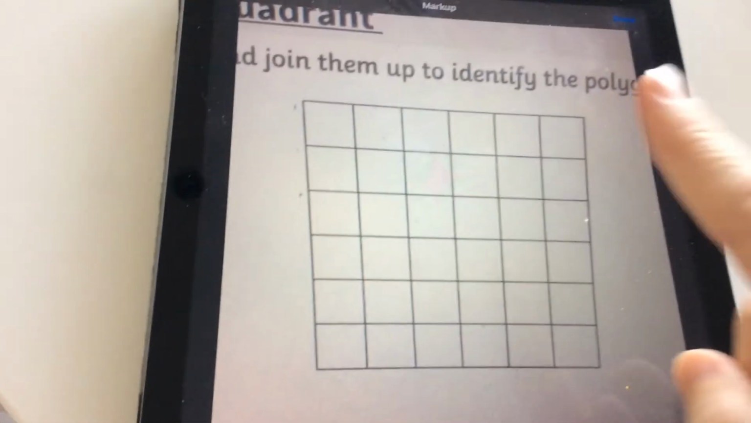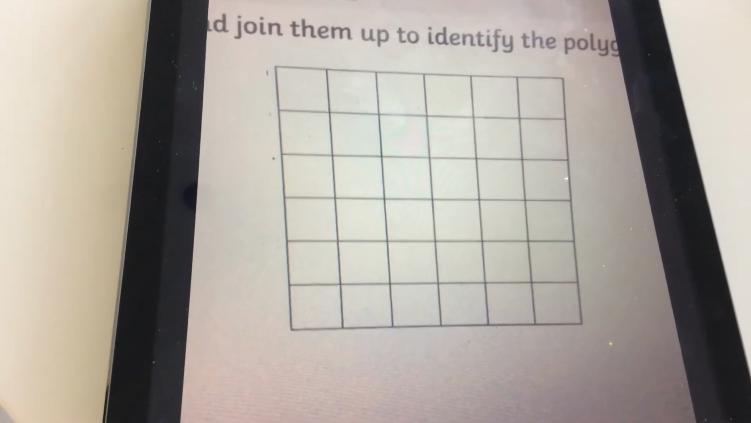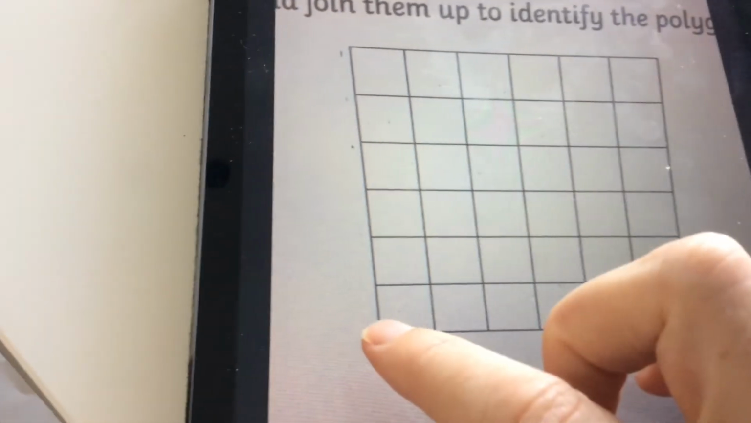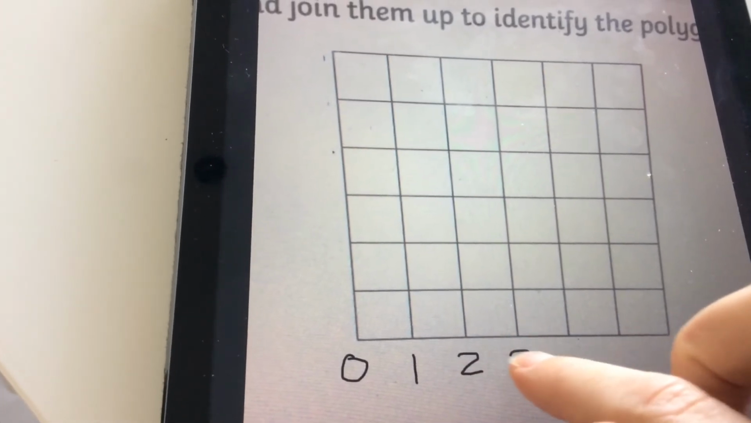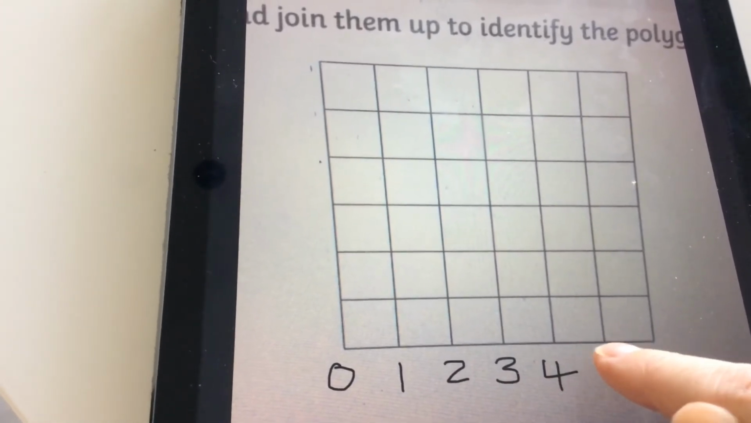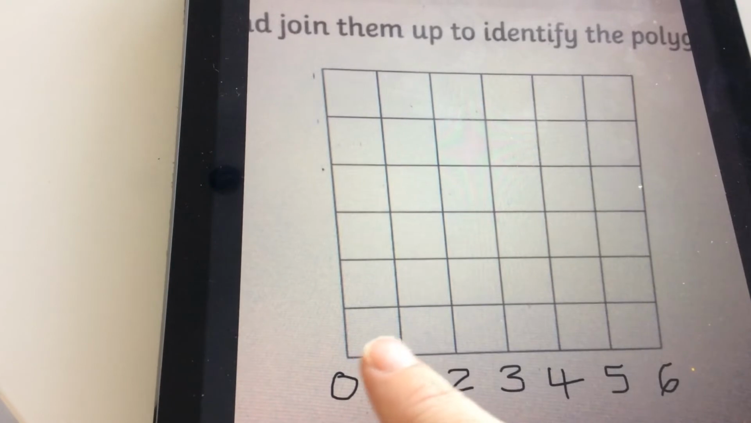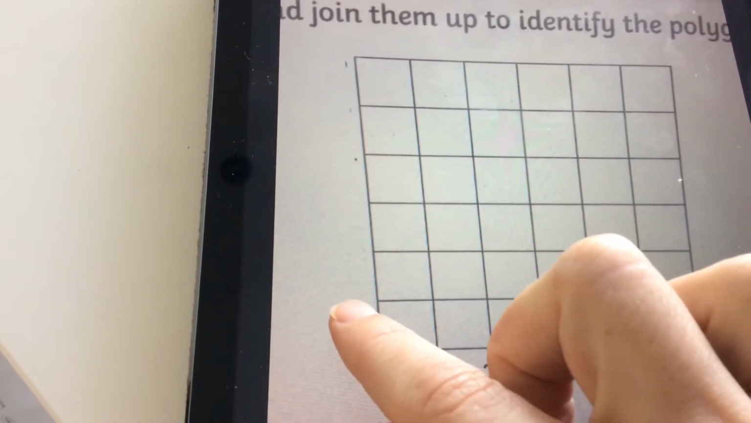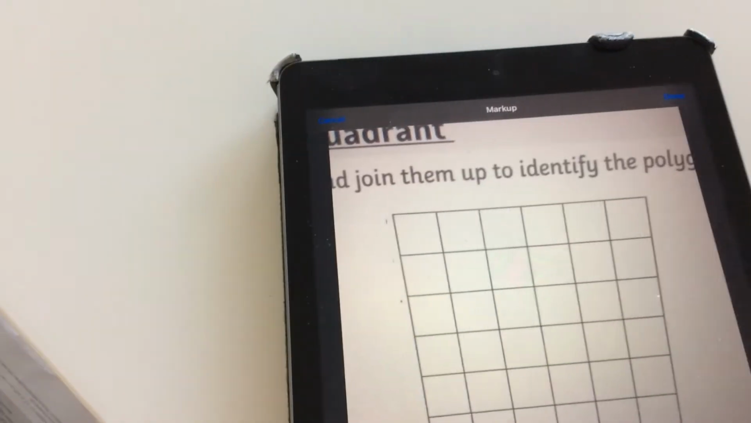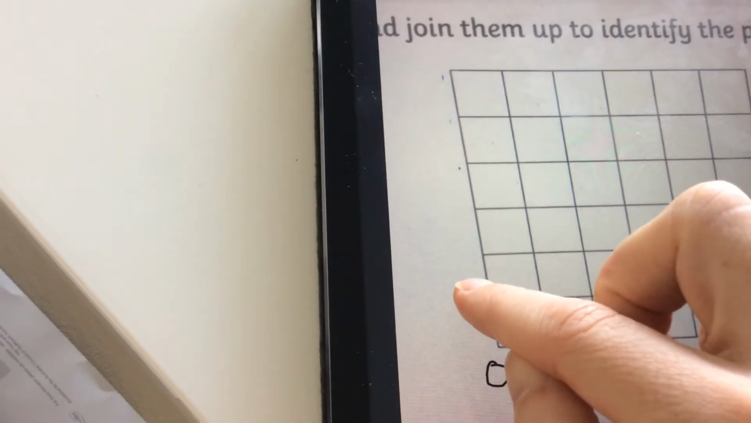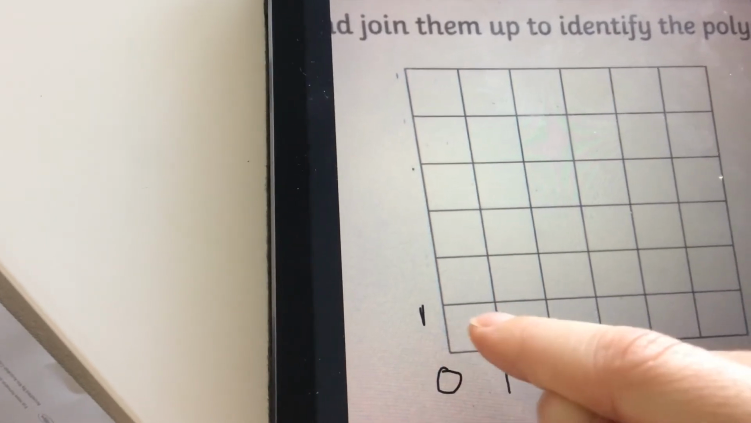So what I'm going to do is I'm going to use markup on here. Now, the problem with this is it's hard to be really neat, so you just have to really try your best. So the first thing I'm going to do is add in as carefully and neatly as I can. So I need to number those. Now this is really important that you number the line, not the square. So don't put your number 1 in the middle of the square, okay? Let me undo that. It needs to go on the line, because don't forget when you plot it, it will go on the line, not in the middle of the square.